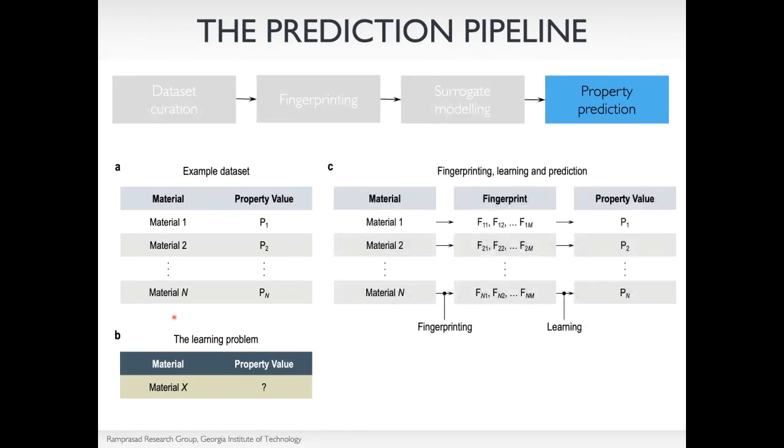You go through a fingerprinting exercise. You convert all these textual labels, material 1 through material n, to fingerprint numbers. That's the fingerprinting step. And then you do the learning step. After that, you have a function that maps your fingerprints to your property, and then you have a pathway to predict the property of the new material X.